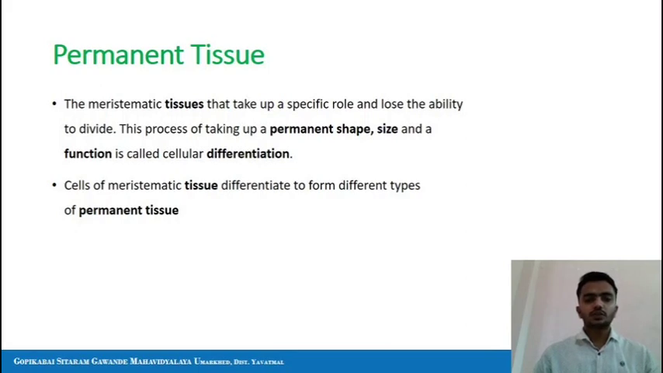So these permanent tissue arise from meristematic tissue by the process of differentiation. So the meristematic tissue that take up the specific role and lose the ability to divide. This process of taking up permanent shape, size and function is known as differentiation or cellular differentiation, and the cells of meristematic tissue differentiate to form different types of permanent tissues.